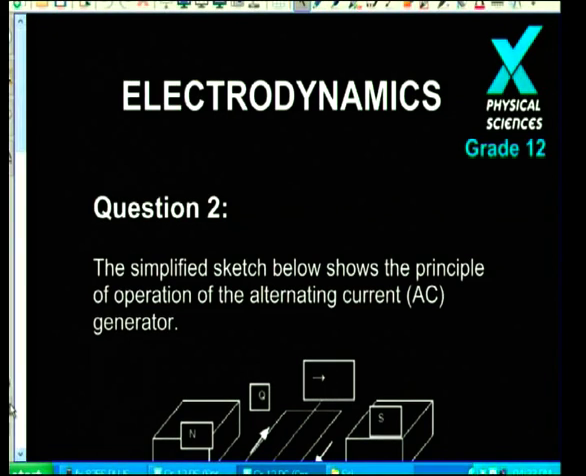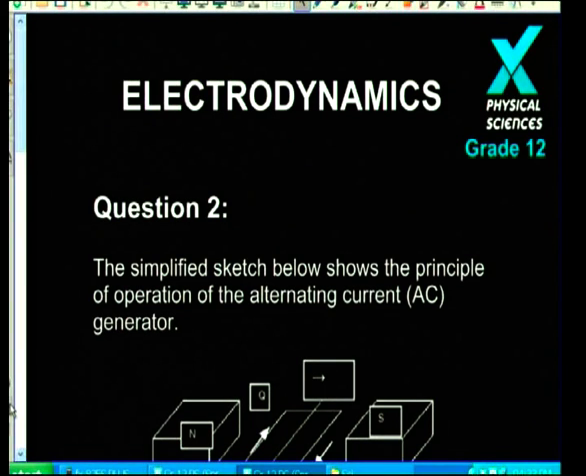Welcome back, grade 12s. I hope you're ready for the next section. We're going to carry on with our electrodynamics, looking at motors and generators. And now the last question we looked at was a motor. What we now need to look at is what happens with a generator. So we have a question. Let's just jump right in there.